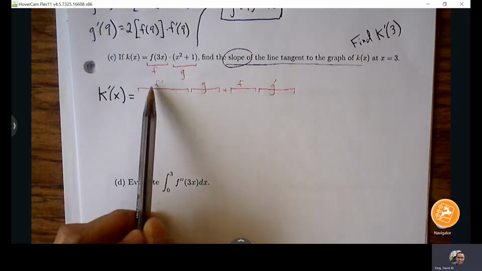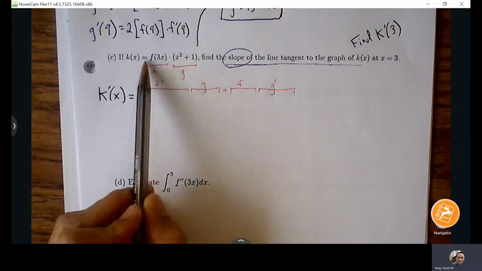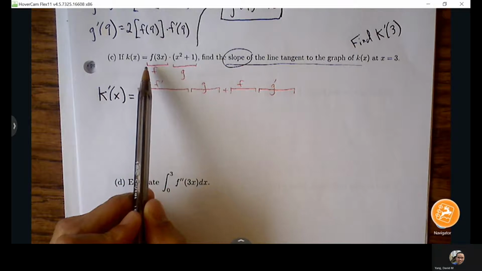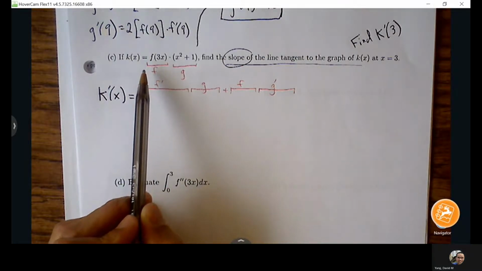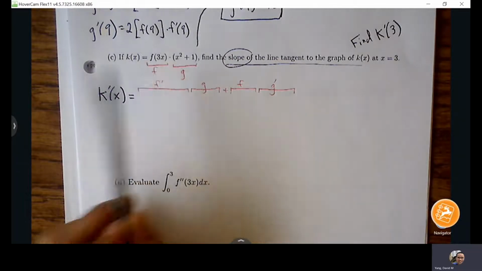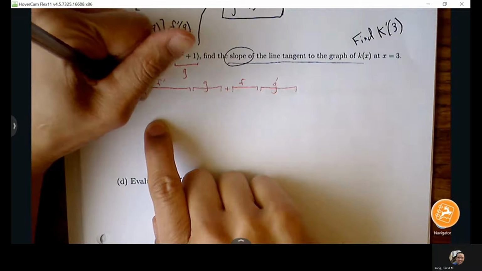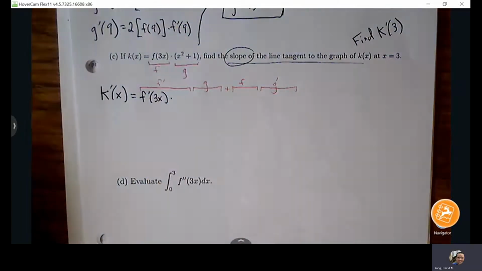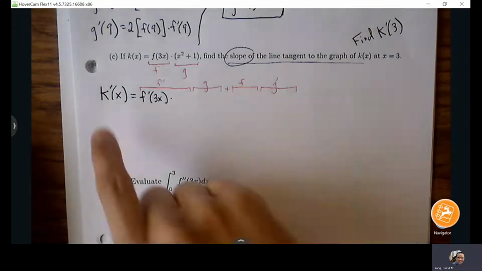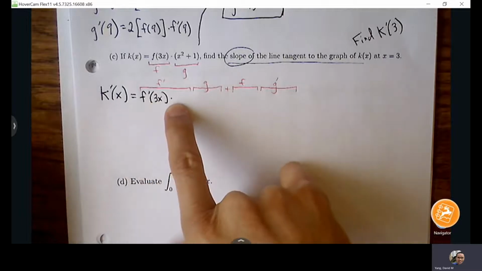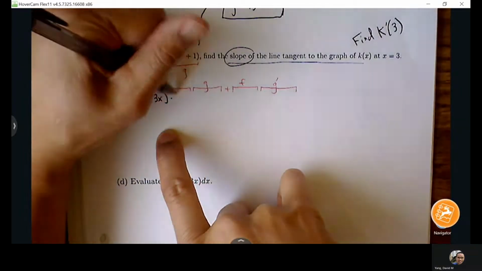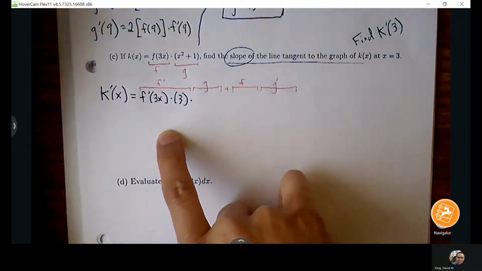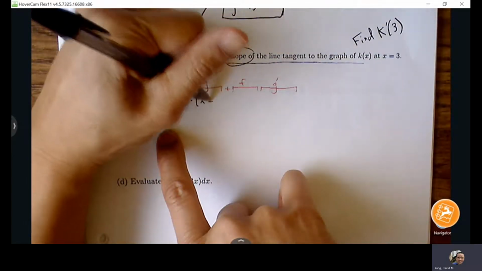Okay, so what's the derivative of f of 3x? Okay, outside derivative times inside derivative, right? There's a function within the function. What's the outside derivative? F prime of 3x. Yep, we leave the 3x alone because we're not ready for it yet. We're just going to copy that down. That's the outside derivative. And then times, what's the inside derivative? Times 3. The original g function.